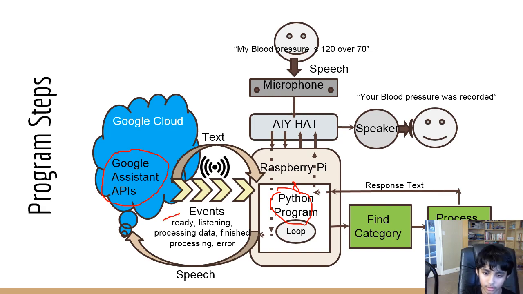For example, when they send back the event "finished processing", the text comes back to the Python program, and the Python program immediately tries to find the category using the keywords in the sentence. It then processes the data and returns the response text to the Python program, which gives it to the AIY hat, which gives it to the speaker, and it responds, "Your blood pressure was recorded."